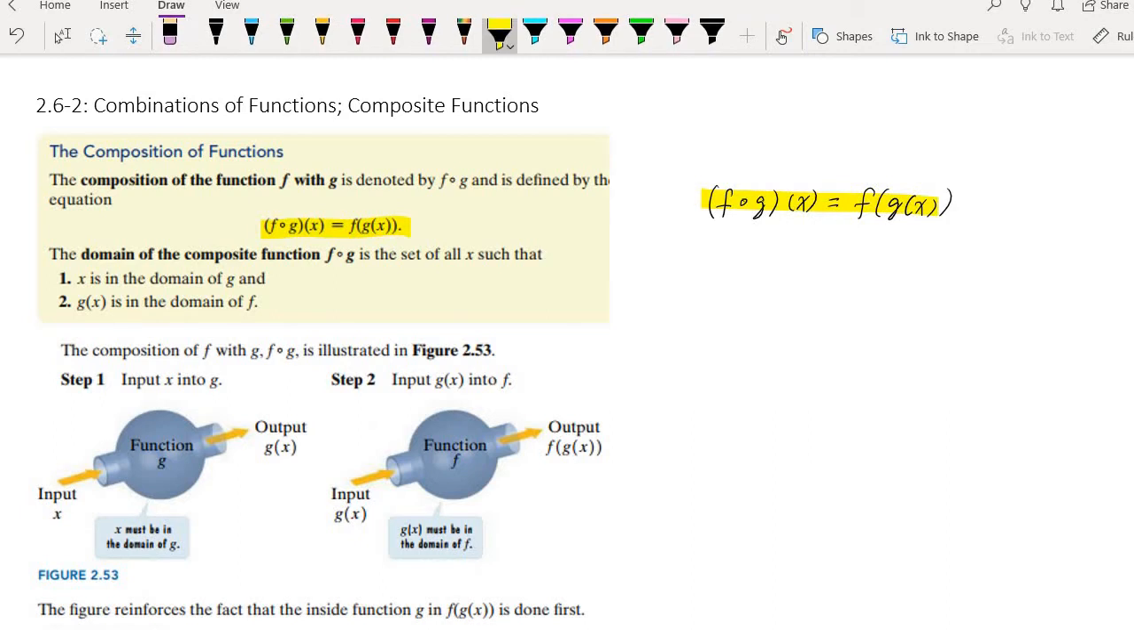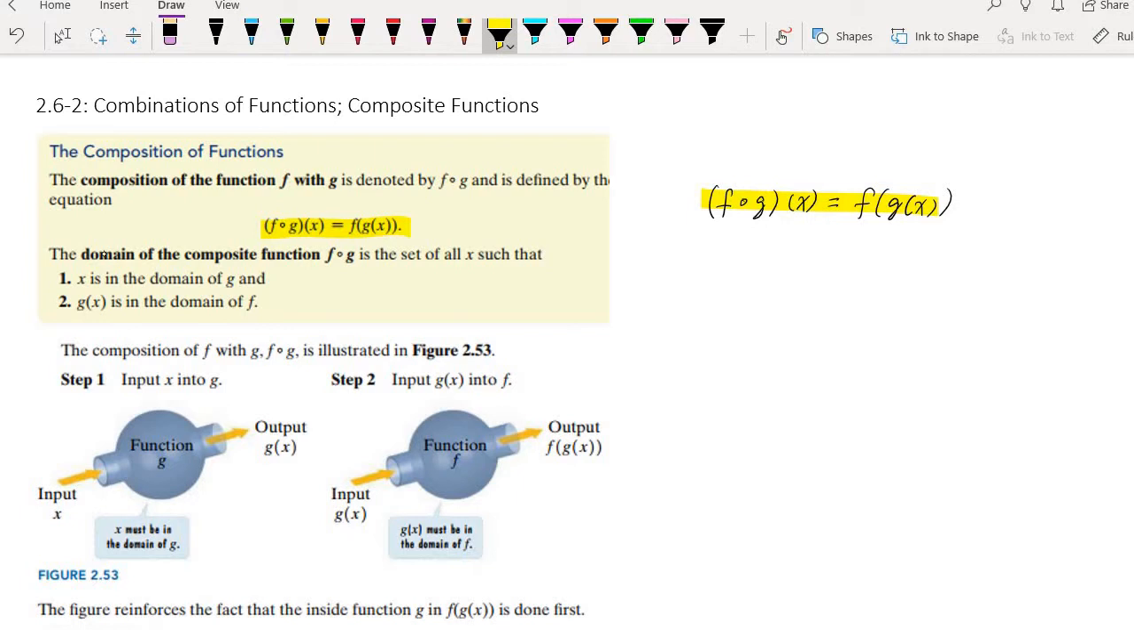And then here we have a graph. If this graph makes sense to you, that will be awesome. So we have an input x, and it goes into the function g, and then your output is g of x. And then here we're going to have an input g of x, and then you go into function f, and your output is f of g of x.